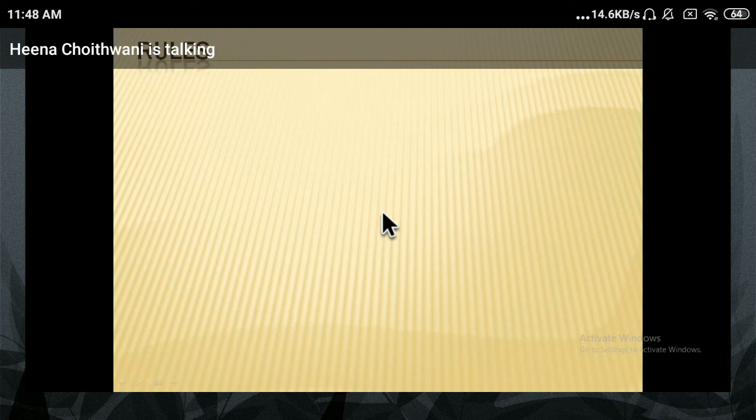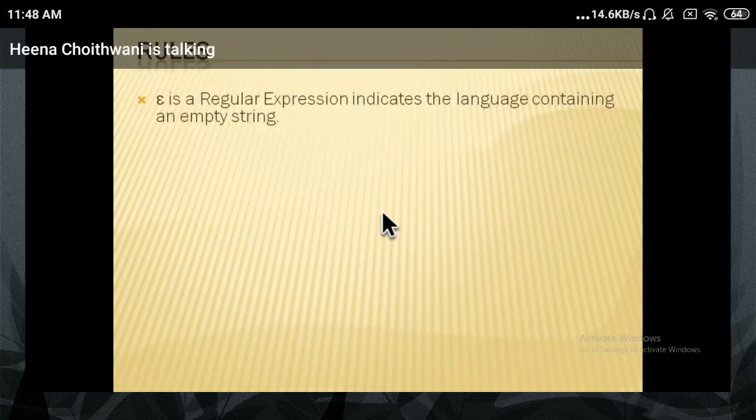Let's look at the rules. So rule 1 says epsilon, which represents the empty string, right, is a regular expression indicating the language containing an empty string. So epsilon alone is a regular expression. So each and every symbol alone is also a regular expression along with epsilon. Epsilon is nothing but a null character in the set of strings, and that alone is a regular expression, indicating the language containing an empty string.